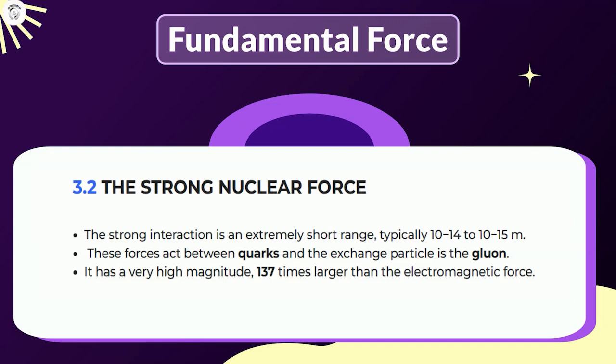And the strong nuclear force is actually a strong interaction with an extremely short range, typically about 10 raised to power minus 14 to 10 raised to power minus 15 meters. This force is acting where? It is acting between quarks, and remember the exchange particle in the strong nuclear force is the gluon. Okay, and it is of very high magnitude. It is about 137 times larger than the electromagnetic force. 137 times larger. So this is one of the strongest forces to exist.